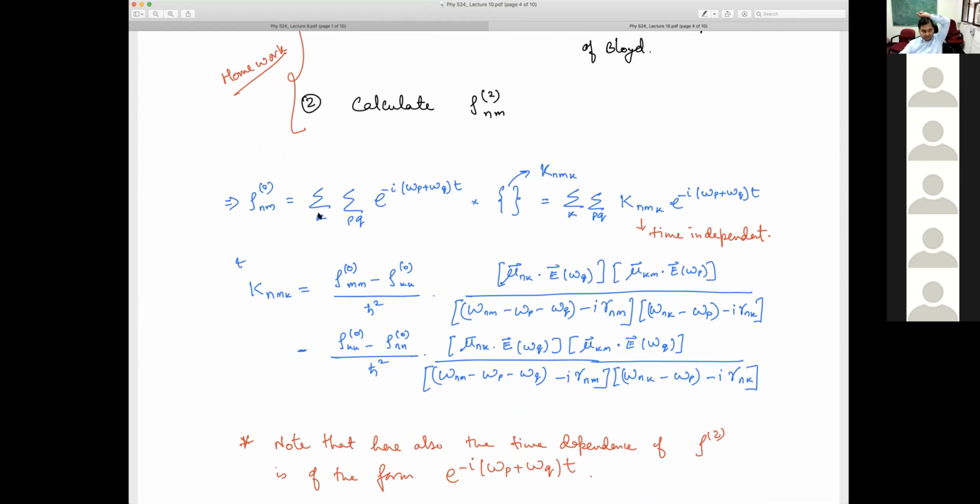Okay, so sum over k, sum over pq, frequency sum, the k sum, times a factor which looks like this, e to the power i omega p plus omega q t, times some quantity which is independent of time, which I'll define as K nmk. Okay, and K nmk, so capital K nmk looks like this actually.